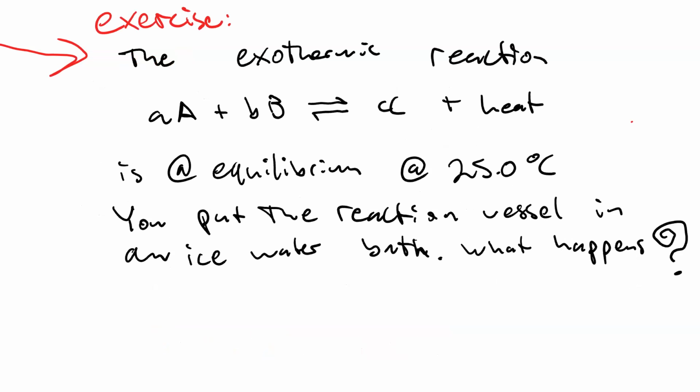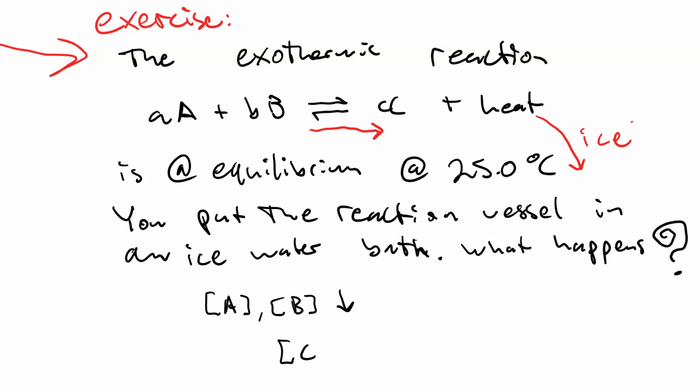So here's how I think about this. We put it in an ice water bath. That pulls heat out, which pulls the whole reaction to the right. So what does that mean for concentrations? That means the concentration of A and the concentration of B go down, and it means the concentration of C goes up. In other words, more reactants are made into products.